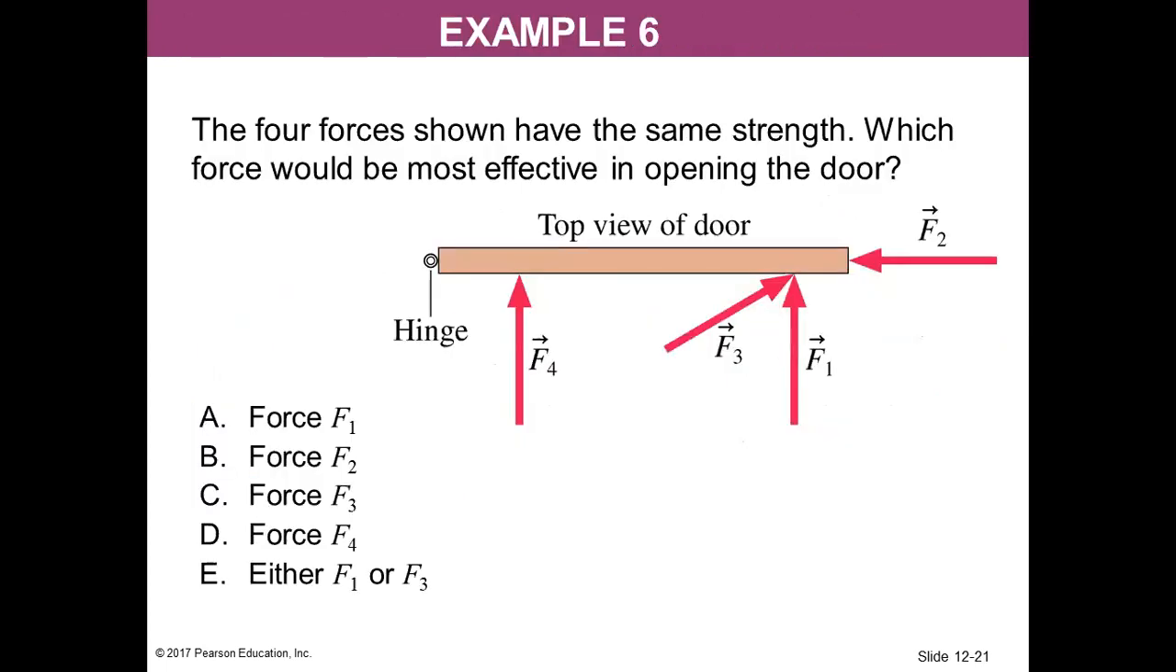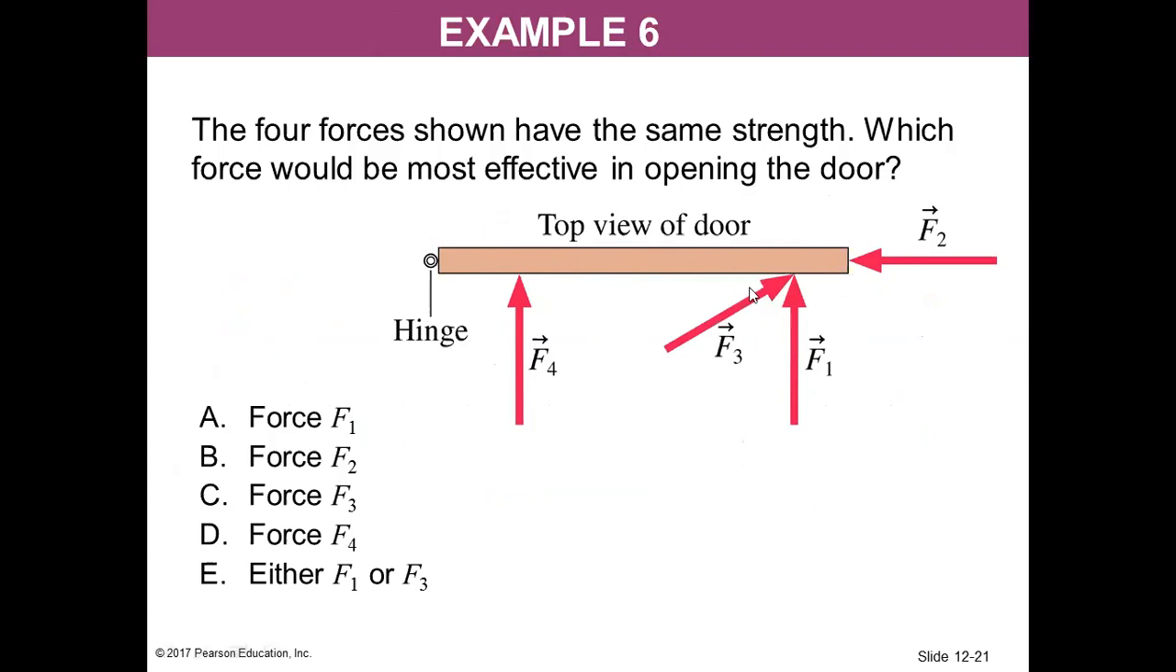Let's consider this example. The four forces shown have the same strength. Which force will be most effective in opening the door? Again, we have a hinge here at the end. As you can see, these forces are equal. F4 has a small lever arm. So let's consider this one. F3 is acting at an angle.